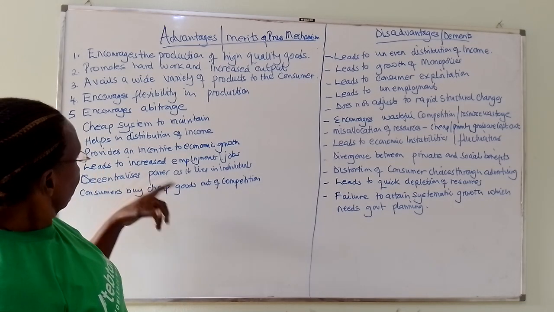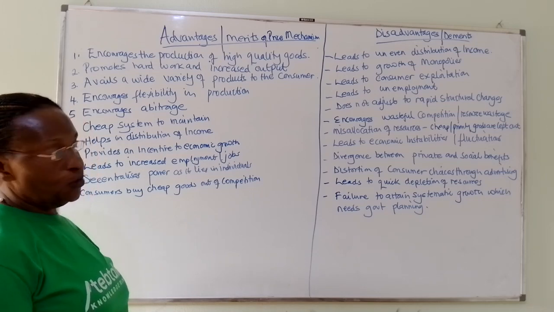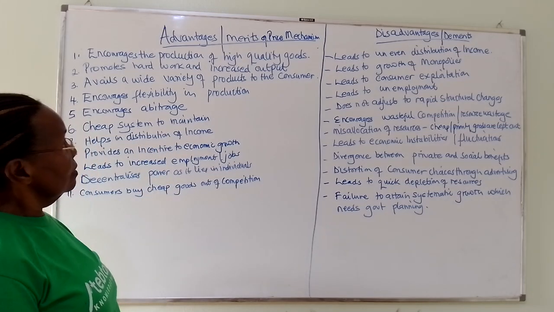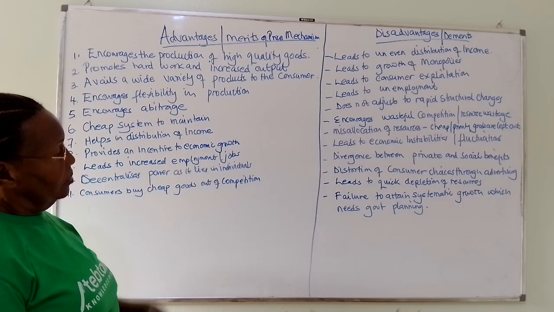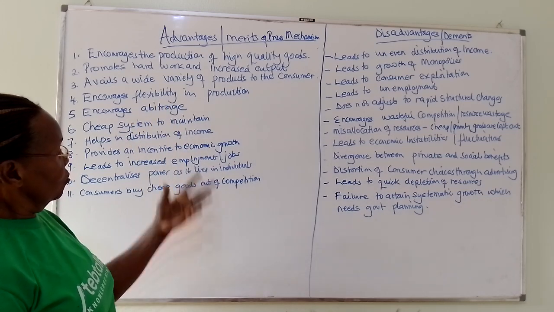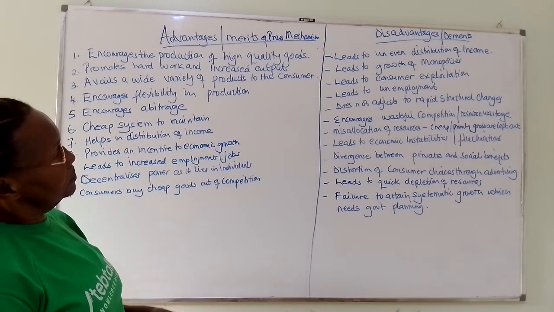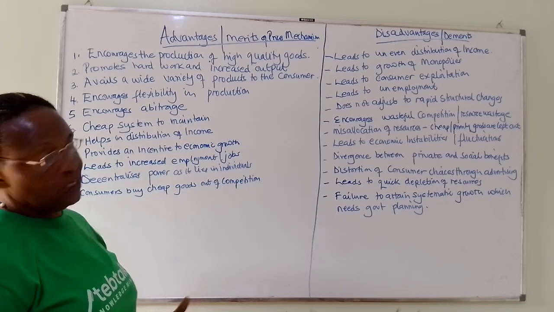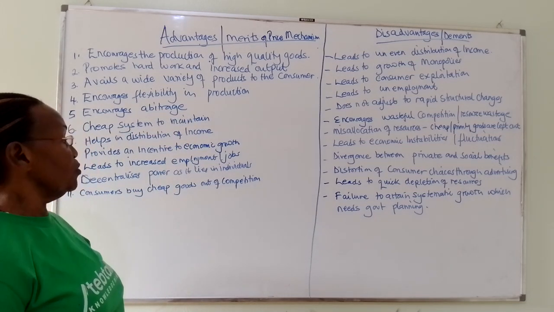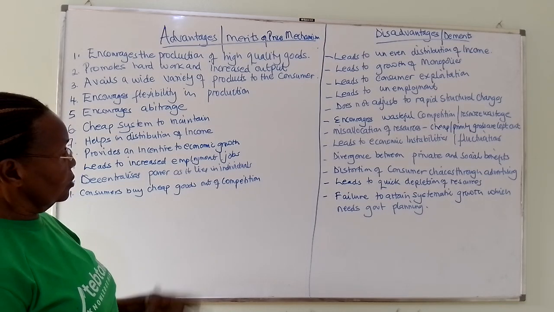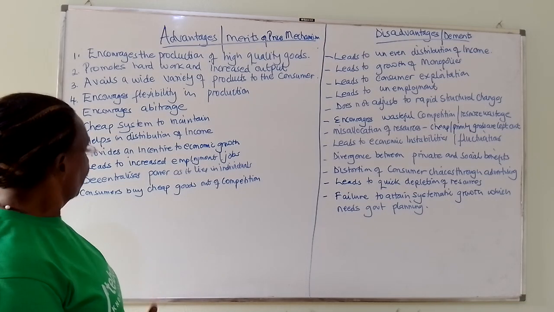Then it leads to increased employment and jobs. Why? There are many producers producing a variety of goods, and all of them need workers. So workers will be taken on in those many activities that have been set up as a result of the freedom of choice by the individuals to do whatever they want. So a lot of jobs will be created.